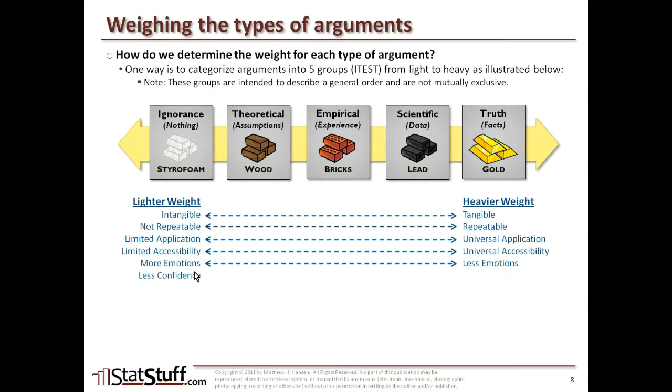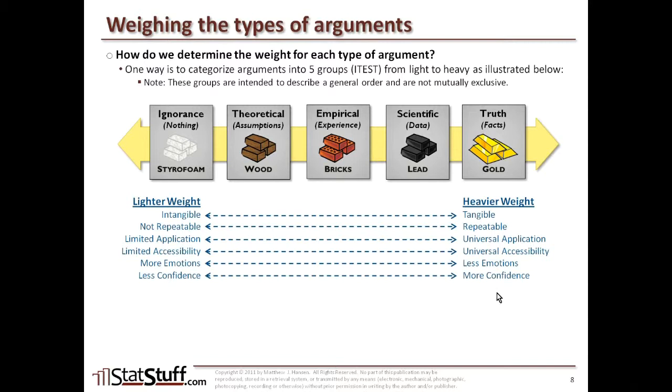Another example is less confidence on the lighter weight side. Because there's not a lot of evidence to prove it, we might be less confident of whether we're going to believe that argument or not, versus something on the heavier side might be something that brings more confidence. We have a lot more confidence usually because it is something that is more heavily weighted.